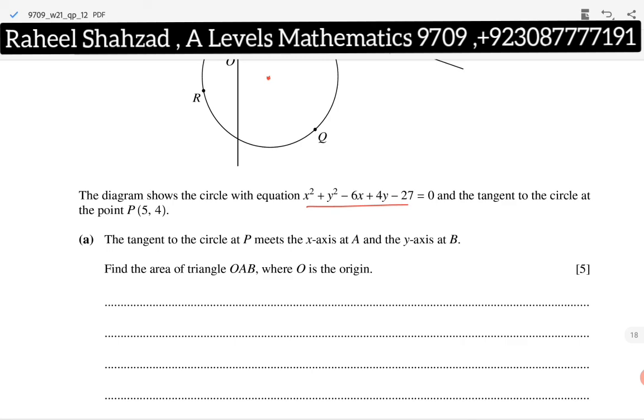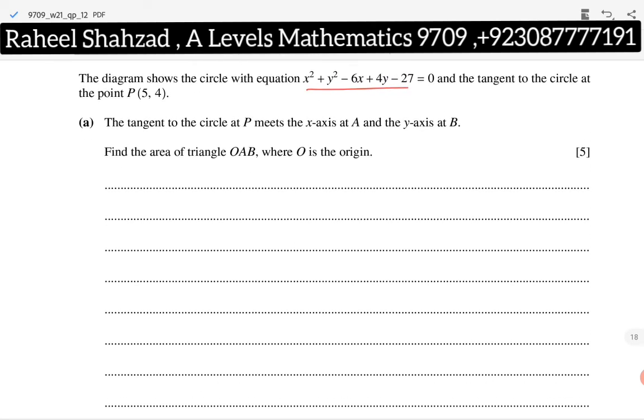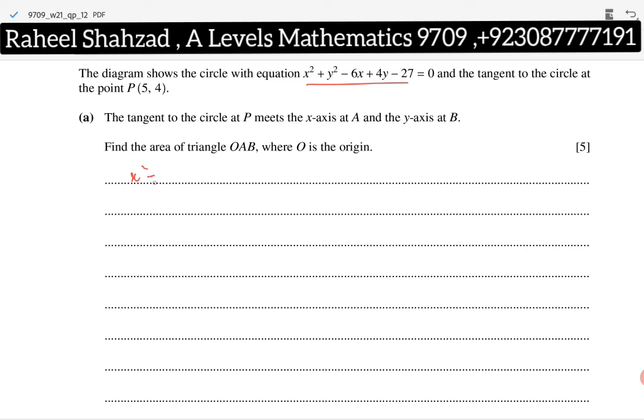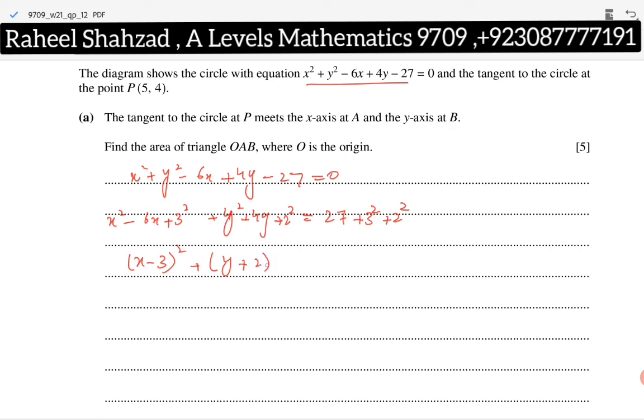So first of all I need to find radius of the circle, center. So it is x square plus y square minus 6x plus 4y minus 27 is equal to 0. So x square minus 6x plus y square plus 4y is equal to 27. So coefficient of x divided by 2 whole square, 3 square is added on both sides and 2 square is added on both sides. So this is x minus 3 square plus y plus 2 square is equal to 27 plus 9 plus 4.